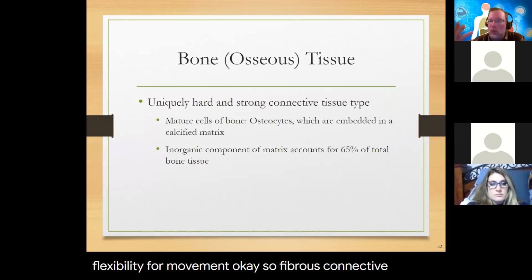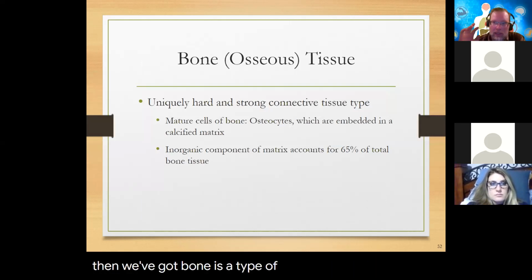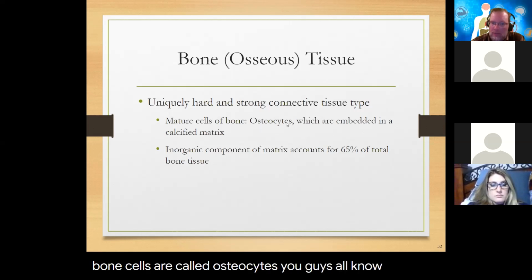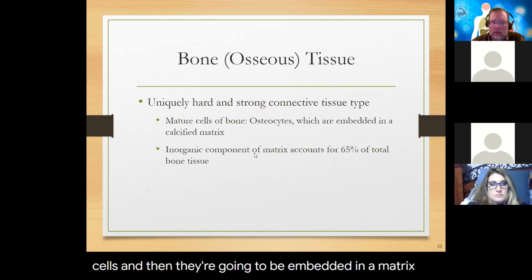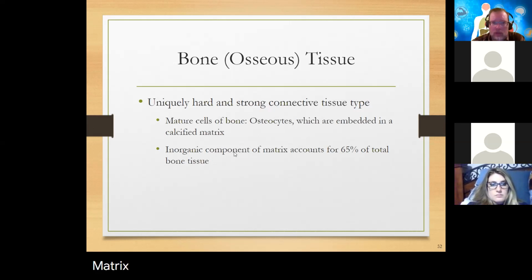Then we've got bone as a type of connective tissue. Again, cells in a matrix. So we're going to have a hardened, calcified matrix for bone with what we call osteocytes. The mature bone cells are called osteocytes. You guys all know osteo means bone, cytes means cells. So we've got mature bone cells. Okay, and then they're going to be embedded in a matrix. The matrix accounts for about 2/3 of the total there.